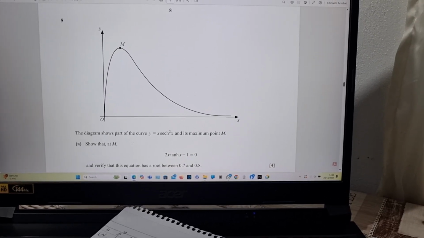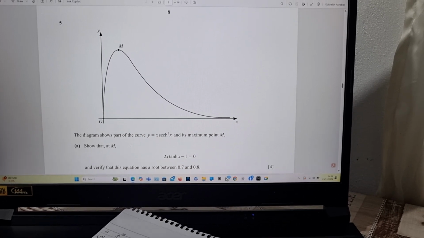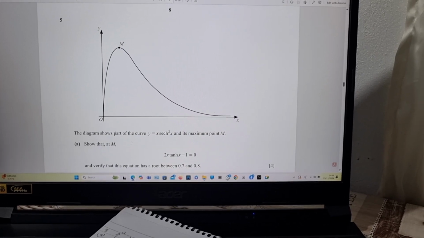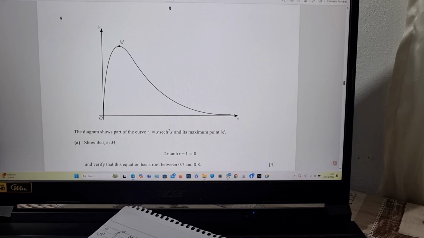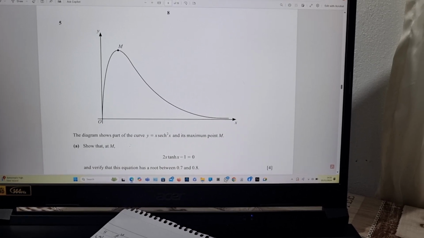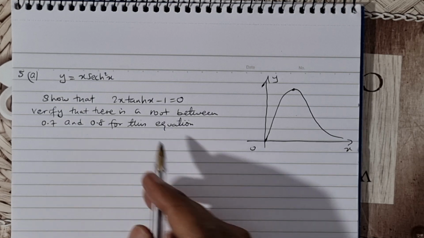Question number 5. The diagram shows part of the curve y equals x sech²x and its maximum point M. Show that at M, 2x tanh x minus 1 equals 0, and verify that this equation has a root between 0.7 and 0.8. So the first part of the question is simple differentiation.